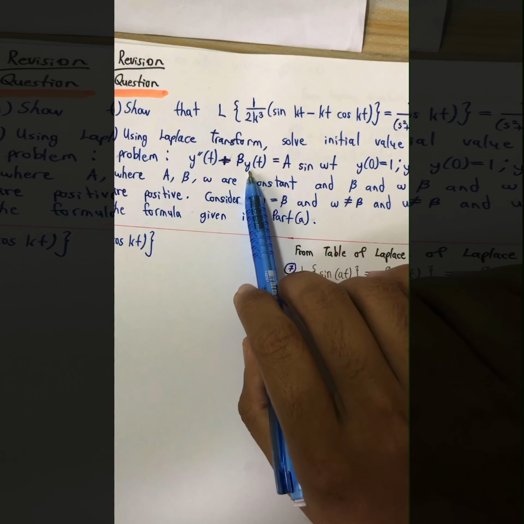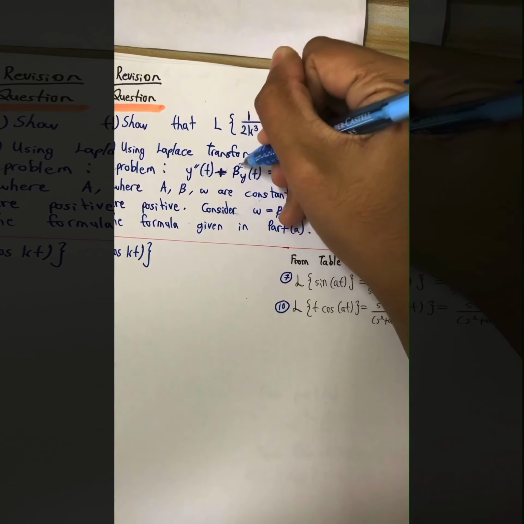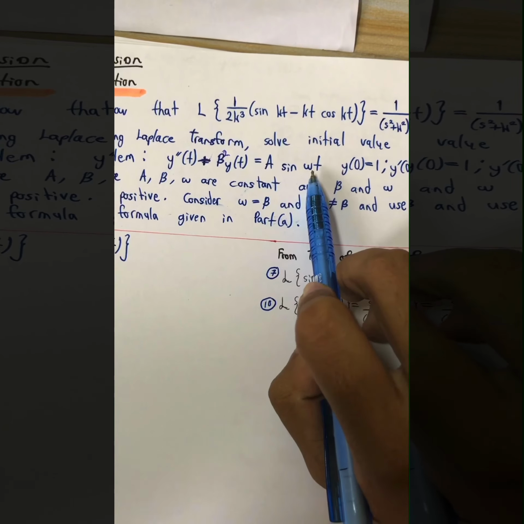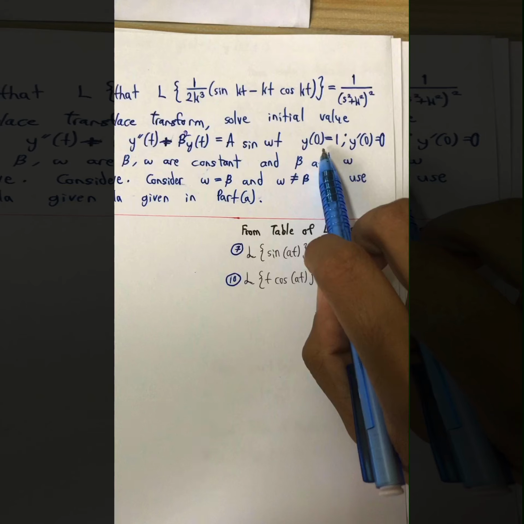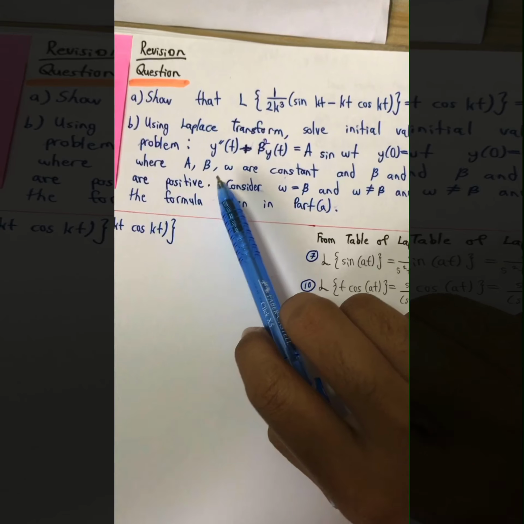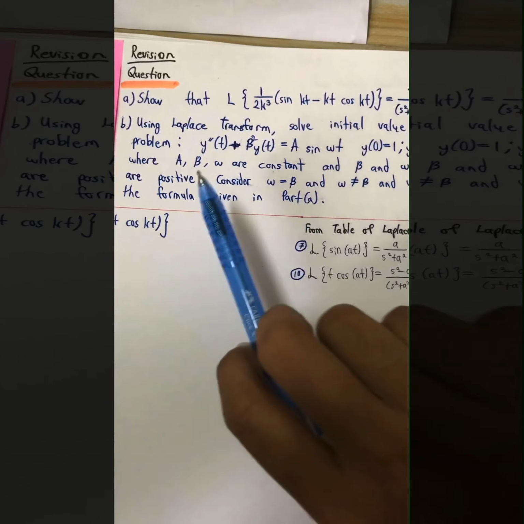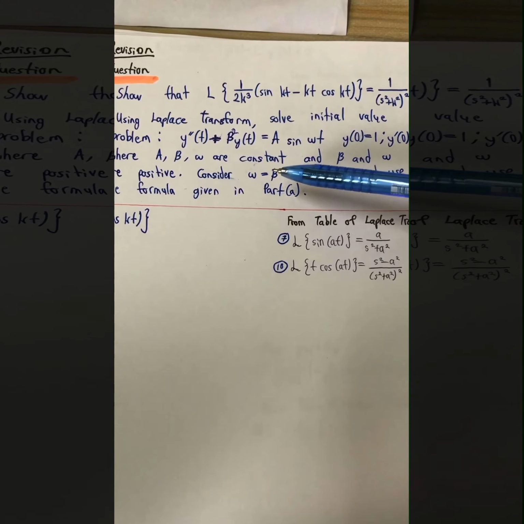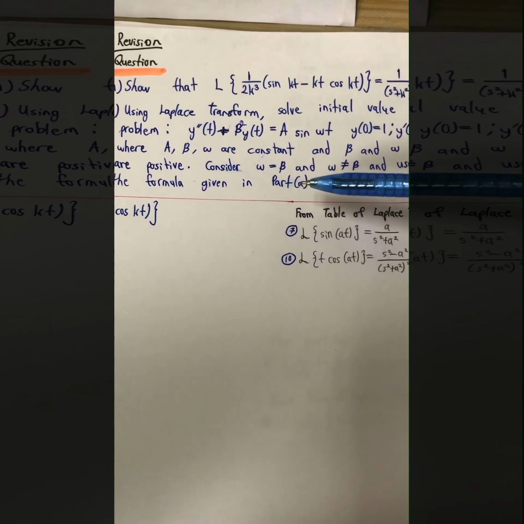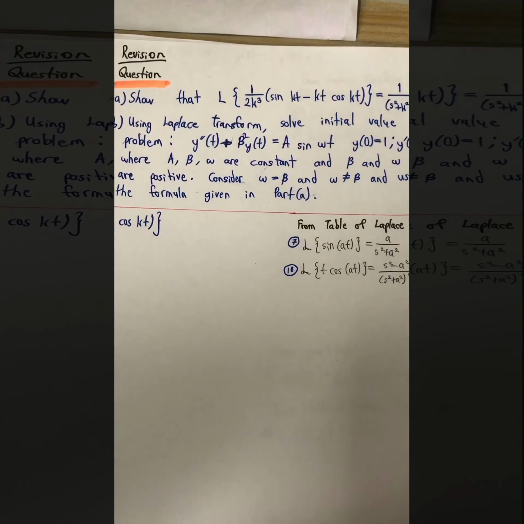plus beta square y equal to a sin omega t, where y(0) equals 1, y prime(0) equals 0, where a, beta, omega are constants and beta and omega are positive, and consider omega equal to beta and omega not equal to beta, and use the formula given in part A. So we're going to start with part A.